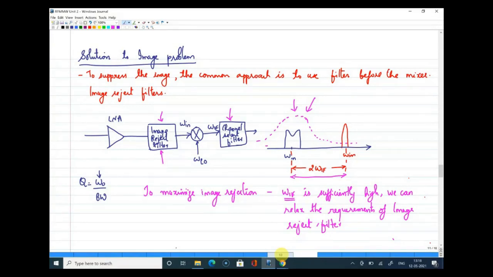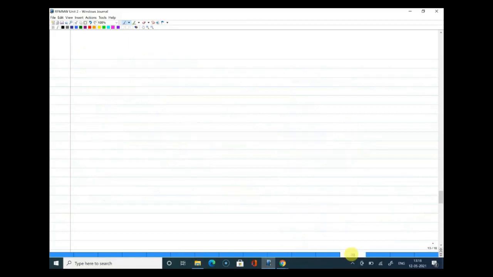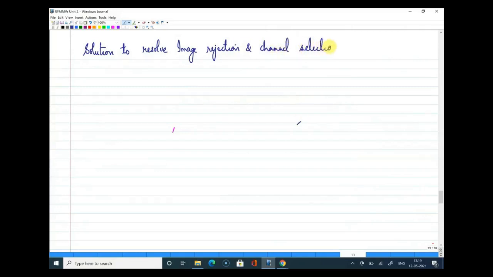So in continuation to that, people have come up with some other idea to solve the problem of image rejection and channel selection, that we will see now. So, a solution to resolve the trade-off problem of image rejection and channel selection. There are multiple ways you can come out of this, and one possible way we'll discuss now.